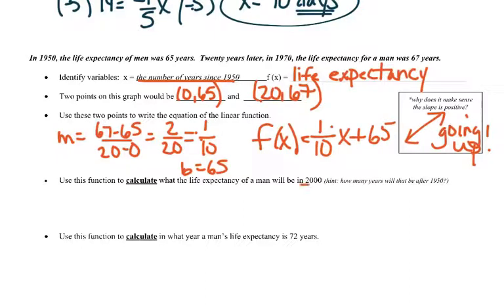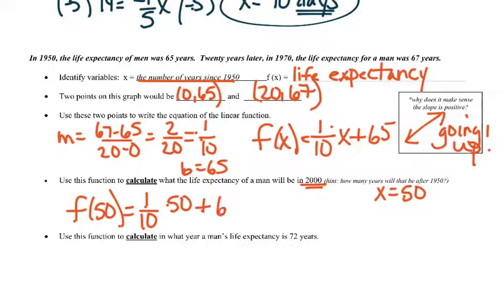Using this, what will the life expectancy be in 2000? How many years after 1950? That's 50 years later. So you're evaluating f of 50. So 1/10 times 50 is 5, plus 65 is 70 years.